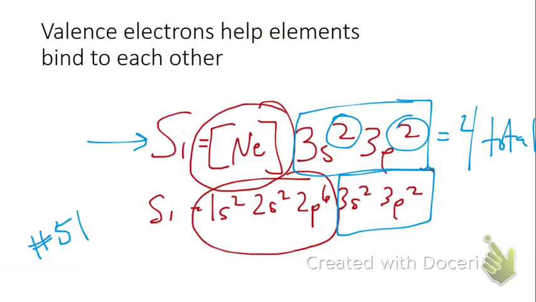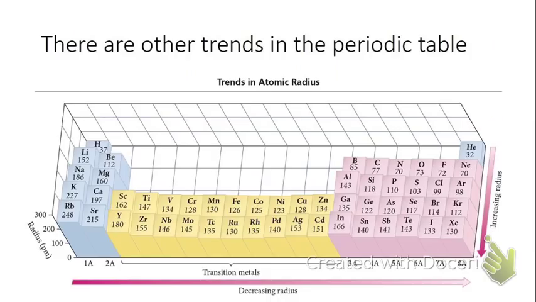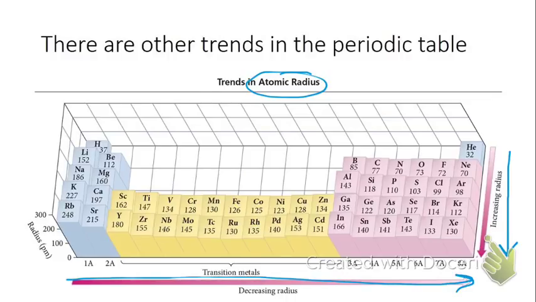So, there are other trends in the periodic table based on these electrons and a variety of other things. One of the periodic trends that you will have to know, you will have to know how to compare 2 elements based on these trends, is known as the atomic radius. And the trend is, as you go down a column, you increase the radius. It becomes bigger. As you go across a row, from left to right, things become smaller.